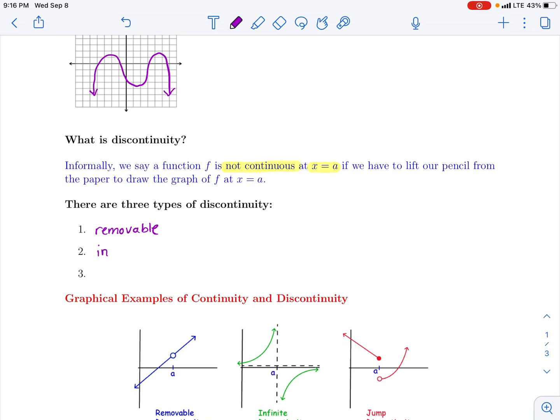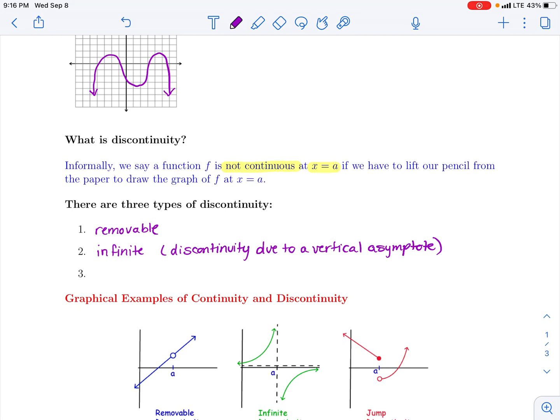Okay, and the second one is what we call infinite discontinuity. And I'm just going to put in parentheses that College Board refers to this as discontinuity due to a vertical asymptote. So a lot of times you're going to hear that they say, oh, this is discontinuity due to a vertical asymptote. And so more informally, we call this infinite discontinuity.